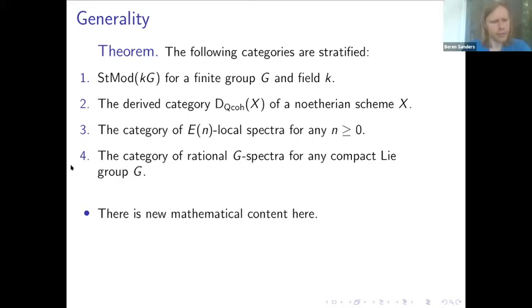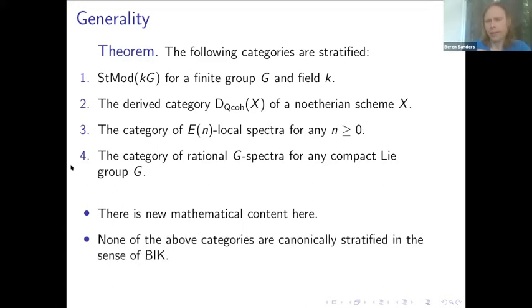And the other thing worth emphasizing here is that none of these four examples are canonically stratified in the sense of BIK. If you take the derived category of a non-affine scheme, that's not obviously stratified by any action of an affine scheme. Similarly, for these last two examples, there's no ring acting on these categories that is going to classify the localizing tensor ideals. So these are examples that don't really fit into the theory of Benson, Iyengar, and Krause, but they are stratified by this Balmer-Favi notion of support.